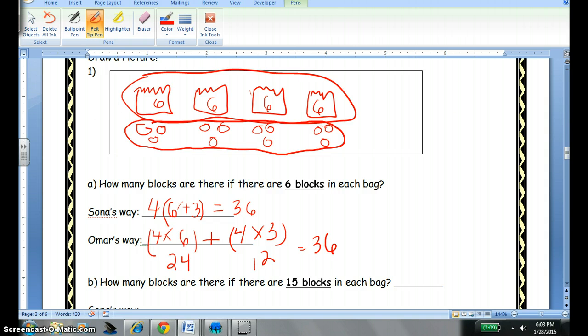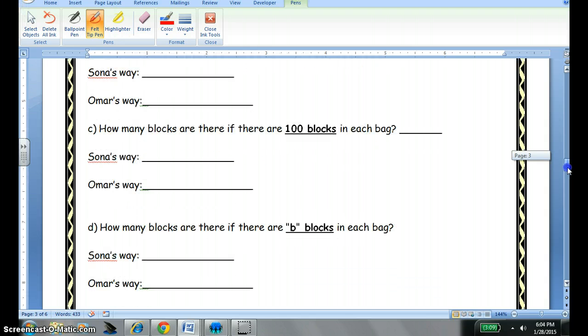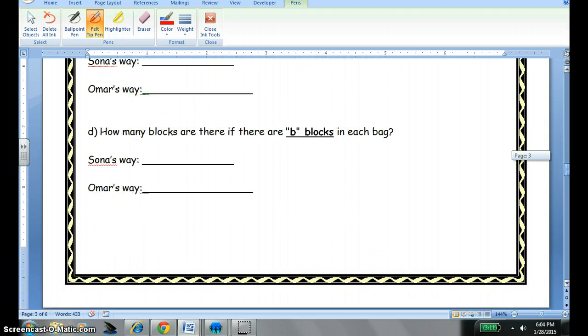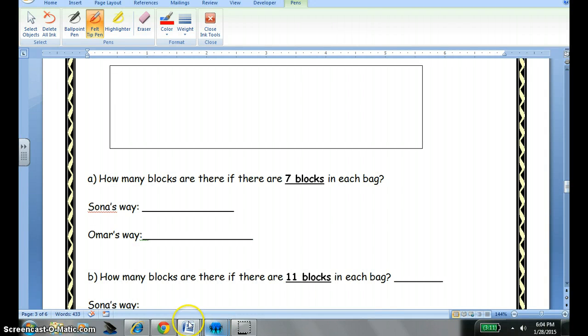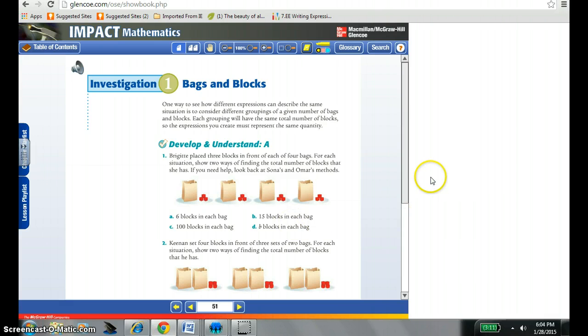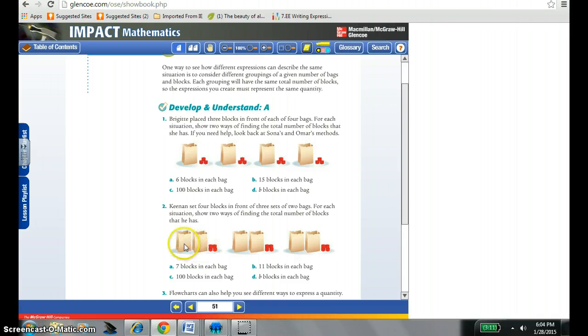And if you scroll down here, you'll see it's basically all the same thing, using 15, then 100. And then here I'm using what if there are B blocks. And if I go to number 2, it's a similar situation, only this time I have 2 bags and I have 4 blocks.